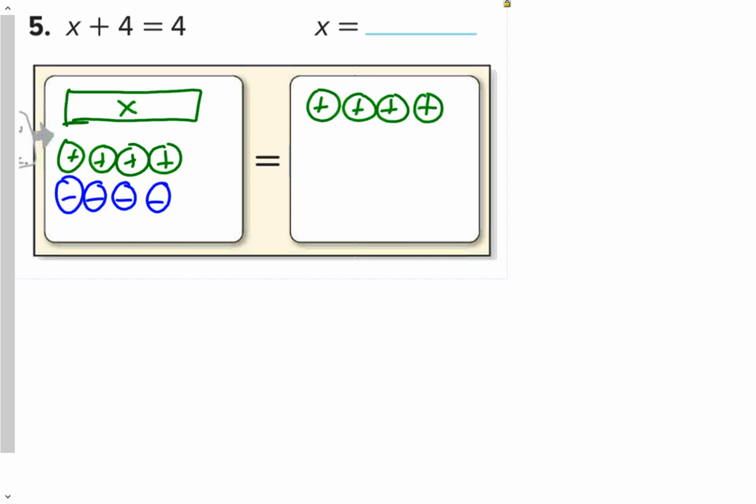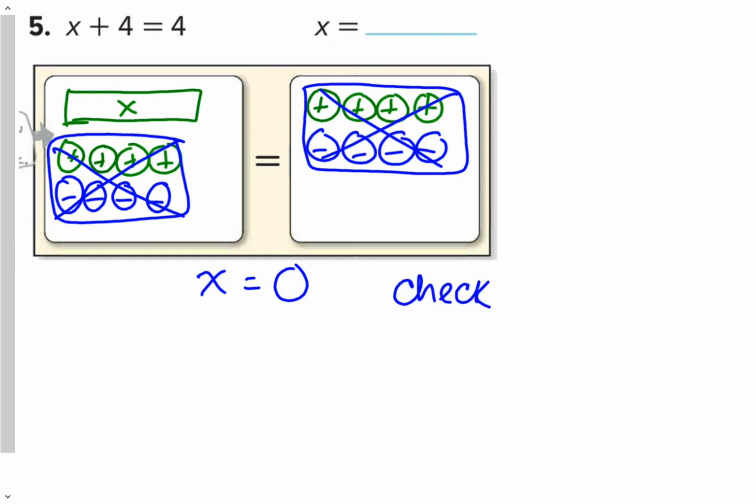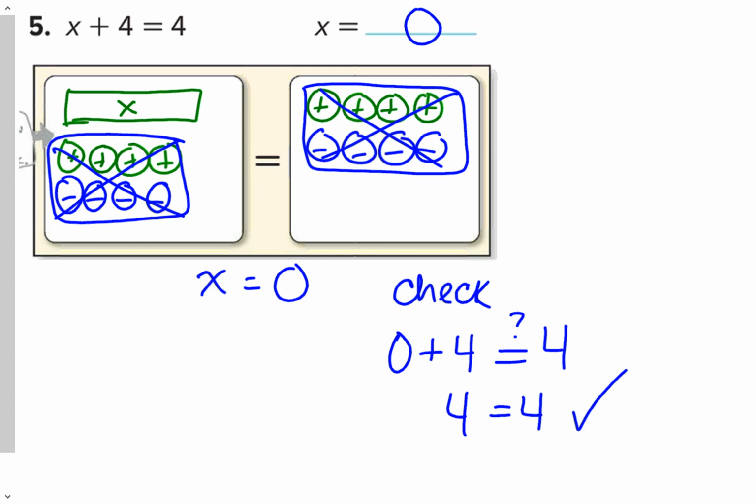And again, whatever we do to the left, we're also going to do to the right. So we're going to put 4 negative chips on the right. Now, we have these 0 pairs that cancel out, and we have these 0 pairs that cancel out. So what are we left with? x equaling 0. Just to make sure, we have to check our answers. So we have 0 plus 4. Does that equal 4? Well, 0 plus 4 is 4. 4 equals 4, so that's true. So x equals 0.